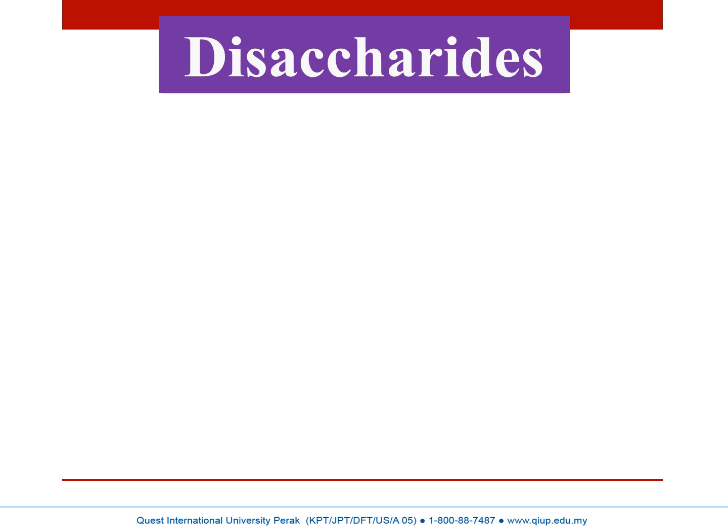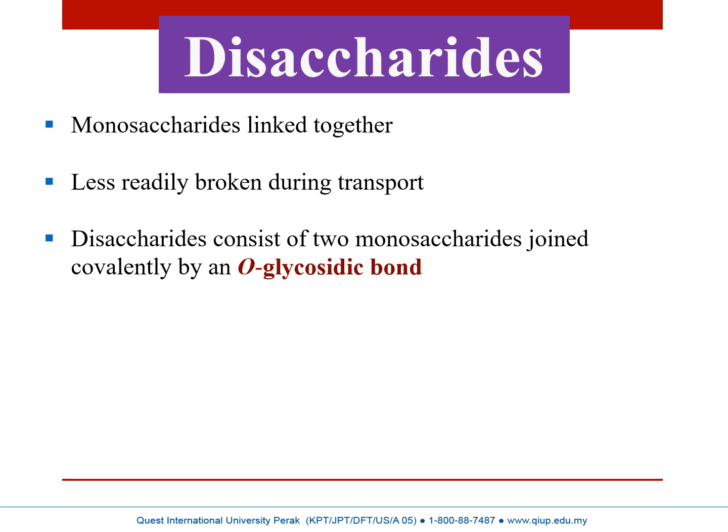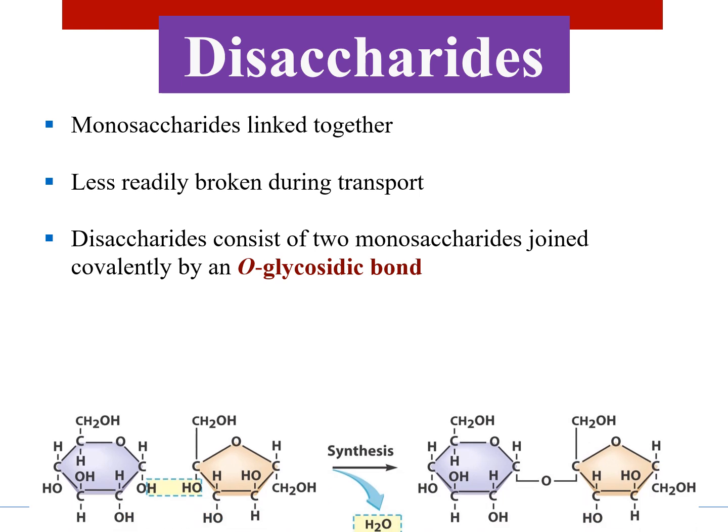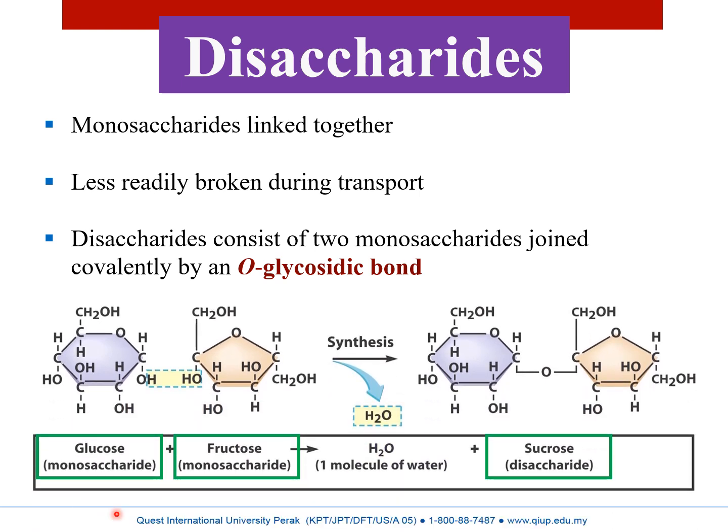Sure, you already came across this disaccharide in your pre-U days. It is a monosaccharide linked together by glycosidic bond and less readily broken during transport. It's quite rigid because it's a covalent bond and consists of two monosaccharides. That's why it's called disaccharide. These are examples: glucose with fructose, and then condensation will lead towards formation of sucrose. That's the disaccharide.